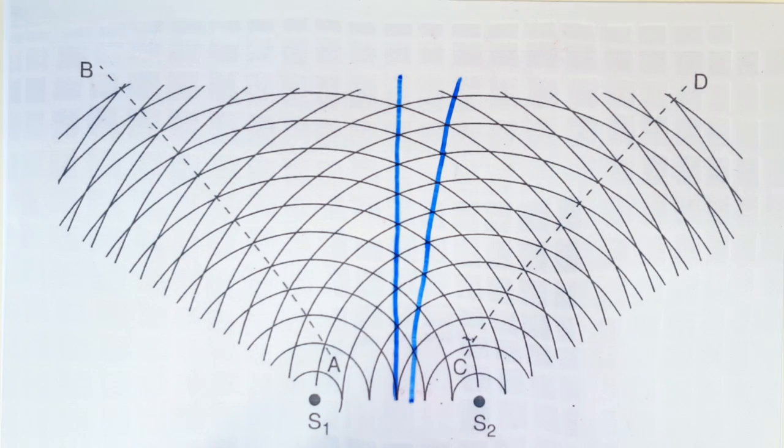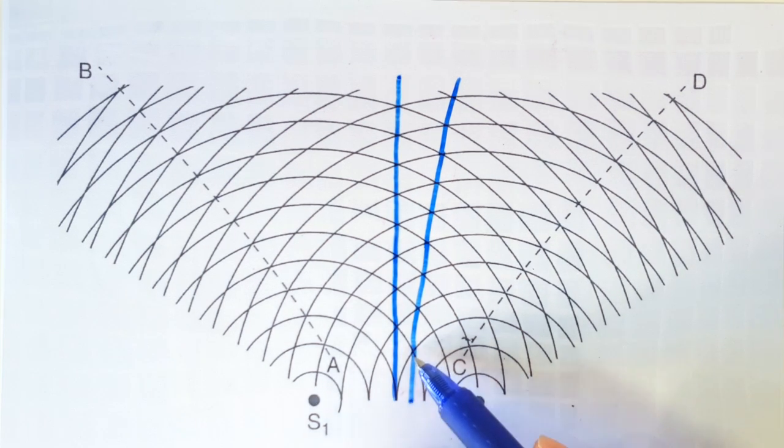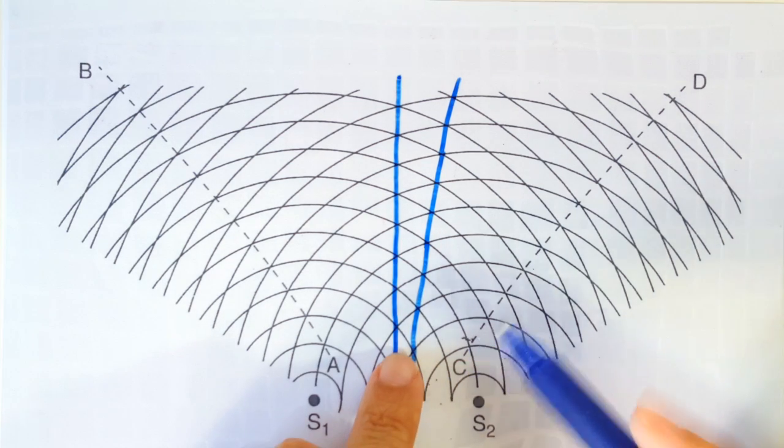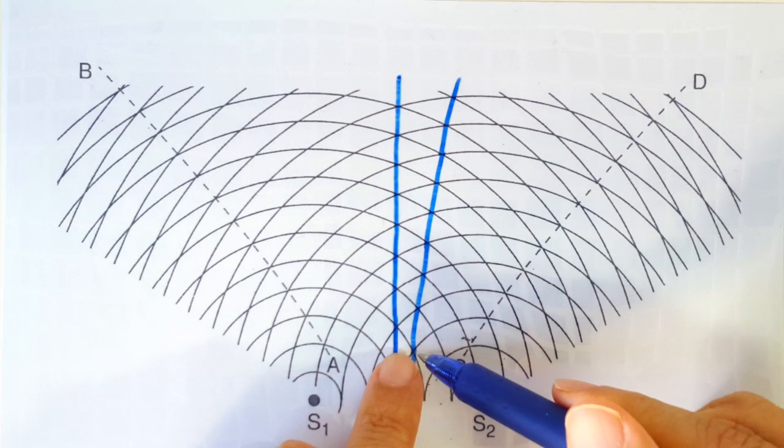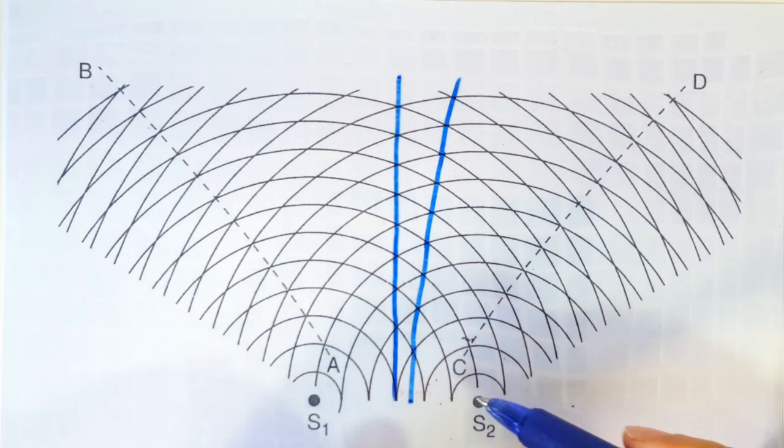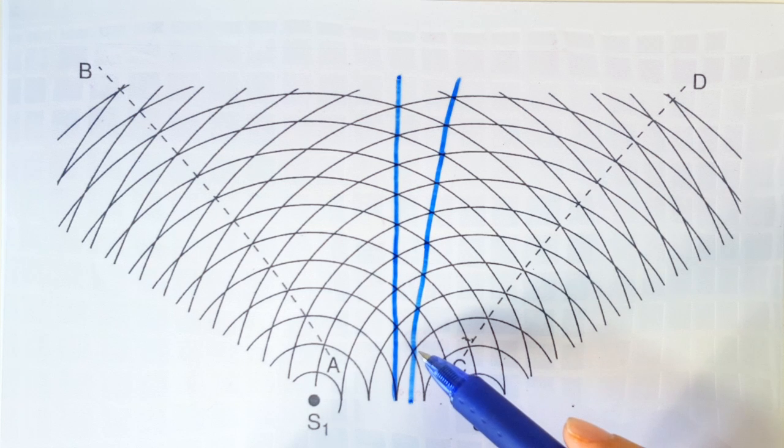Let me just quickly explain to you why this is so. For example, take this point here. At this point, we are 1, 2, 3, 4 wavelengths away from S1. From these points, we are also 1, 2, 3 wavelengths away from S2. So 4 and 3. So the path difference is 1 wavelength, right?